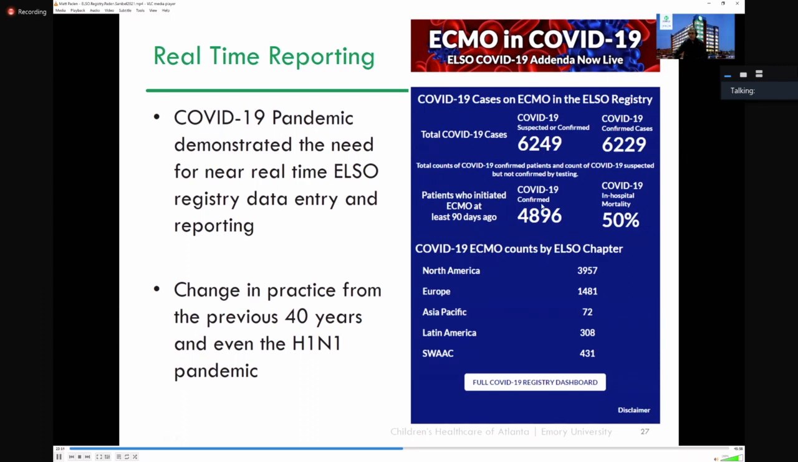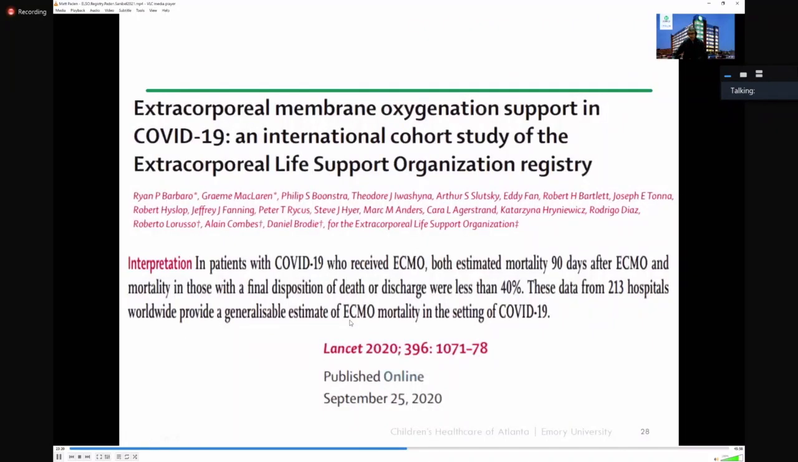The data you see over here to the side I pulled from the website this week as I was putting together this talk, and we're up over 6,000 patients that have gotten ECMO for COVID, with about 50% hospital mortality, from all over the world. This turned out to be a really important thing that we were able to do. This is a paper published from the ELSO Registry looking at 90-day mortality in COVID patients that received ECMO. You see here that the mortality rate was just less than 40%. So not that different for these patients compared to other respiratory ECMO patients.